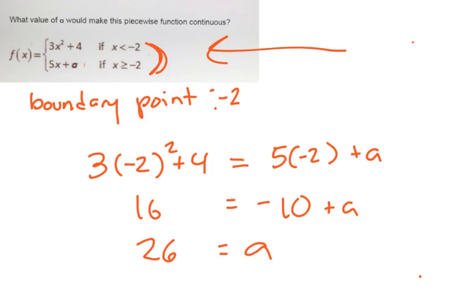And we know that our two functions that make up this piecewise function are continuous because it's a quadratic and a linear function. Those are both continuous functions. So we just had to check out that boundary point. Okay, and a is equal to 26 makes it a continuous function.